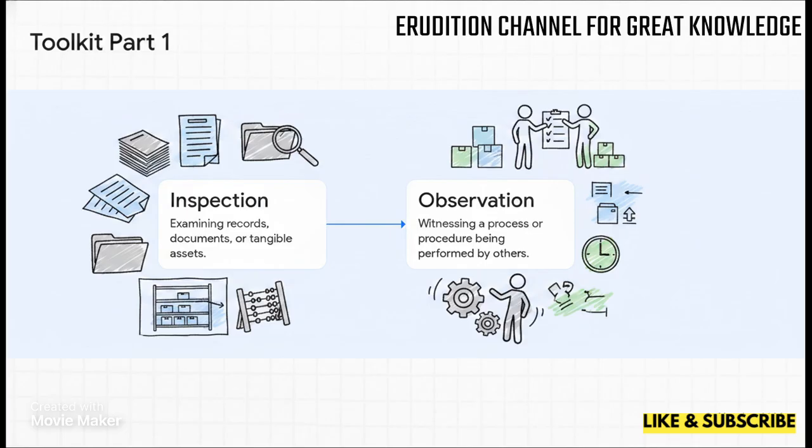Remember, though, the reliability of inspecting those records depends heavily on their nature, source, and how effective the internal controls over their processing are. Method 2 is observation. This isn't about static documents. It's about dynamic action. Observation consists of literally witnessing a process or procedure being performed by others, like watching the client's warehouse staff do a physical inventory count.